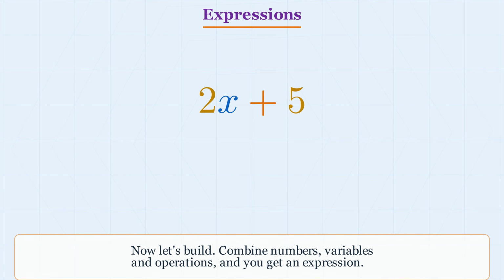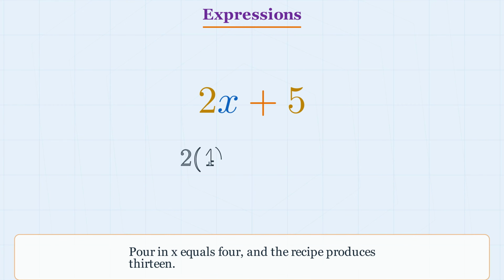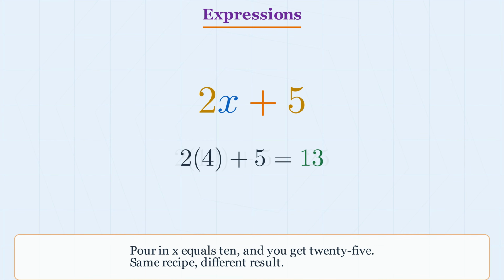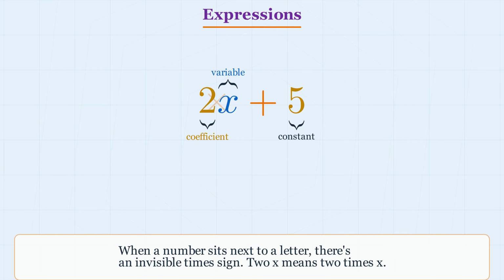Now let's build. Combine numbers, variables and operations and you get an expression. 2x plus 5 means, take x, double it, then add 5. A recipe waiting for an ingredient. Pour in x equals 4, and the recipe produces 13. Pour in x equals 10 and you get 25. Same recipe, different result. In 2x, the 2 is the coefficient, the x is the variable, and the 5 is a constant. When a number sits next to a letter, there's an invisible times sign. 2x means 2 times x.